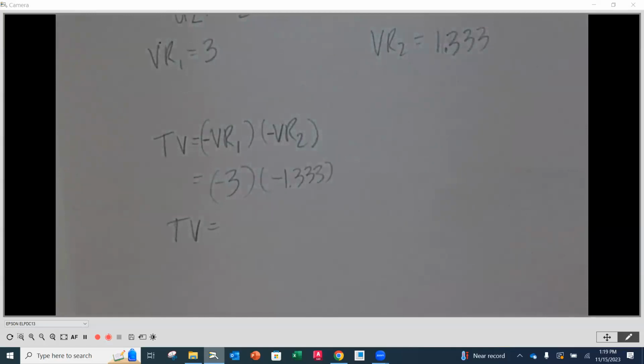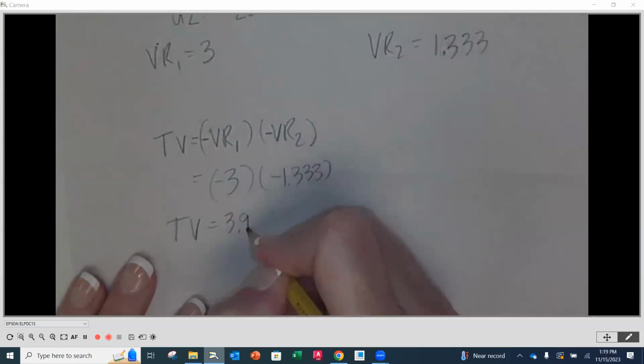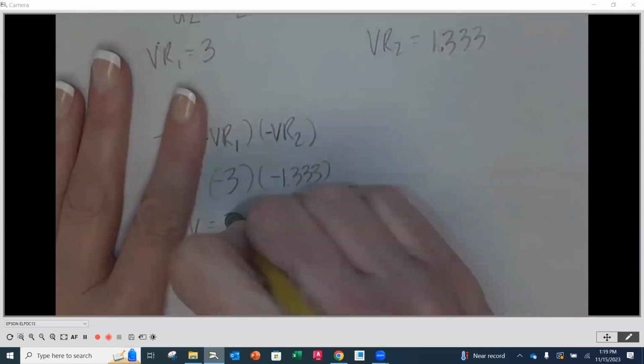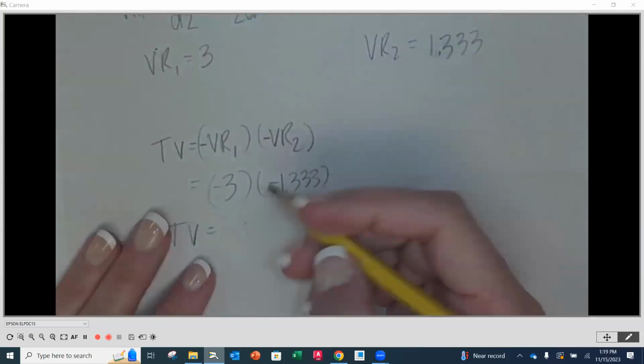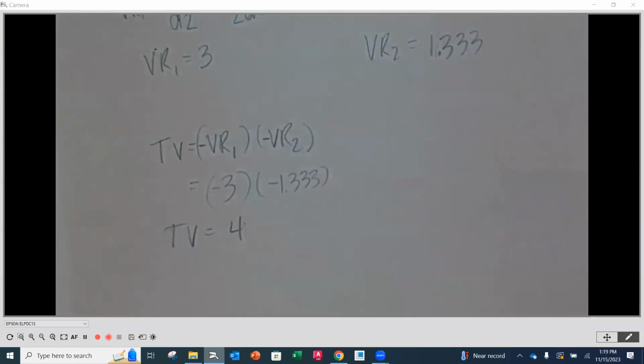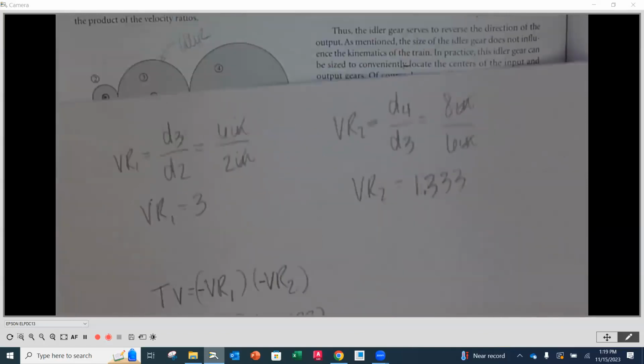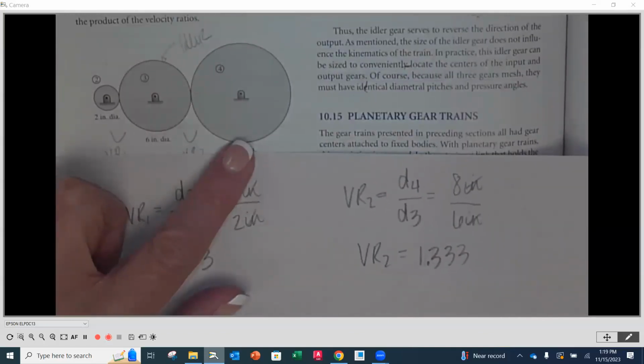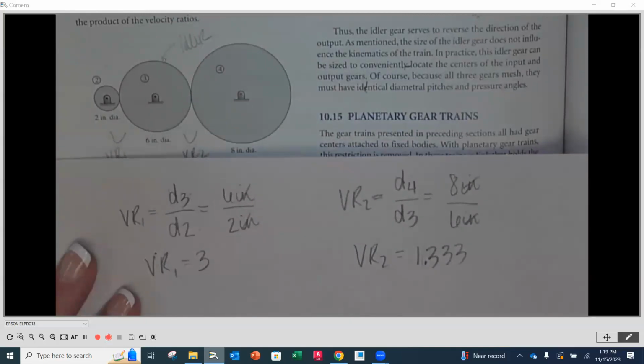What's the number? 3 point what? 3.9. Okay, so yes, you're right. We'll round to 4. Thank you. 4. All right, we've got a velocity ratio of 4. And notice that it's a positive number. So that means that from our input number 2 to our output number 4, they are going to be going in the same direction.